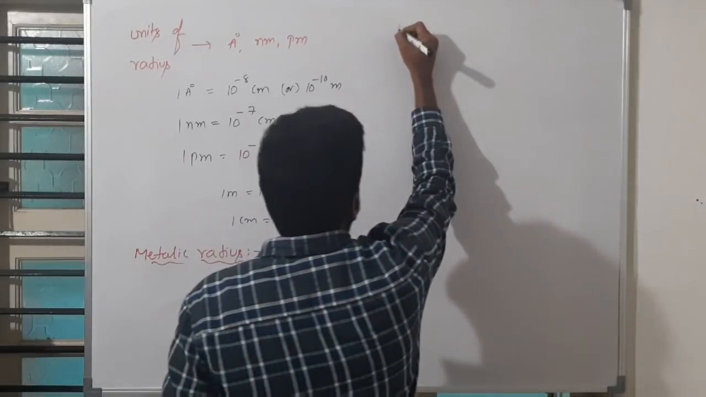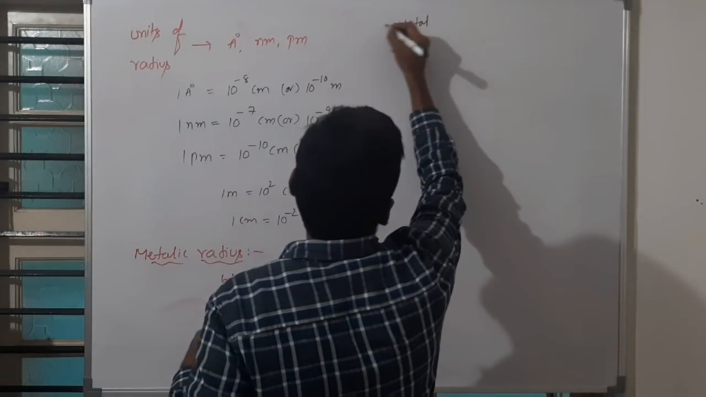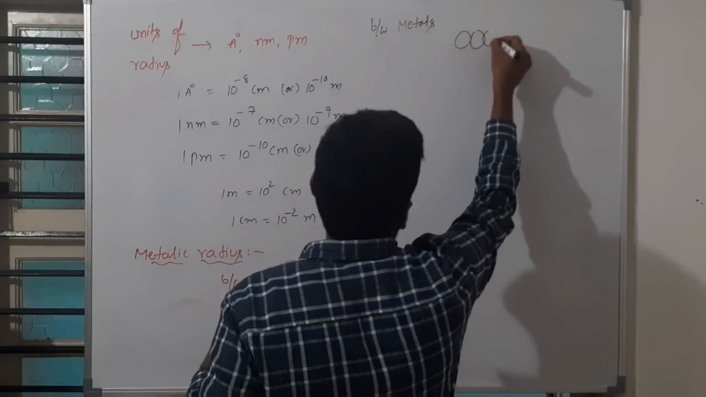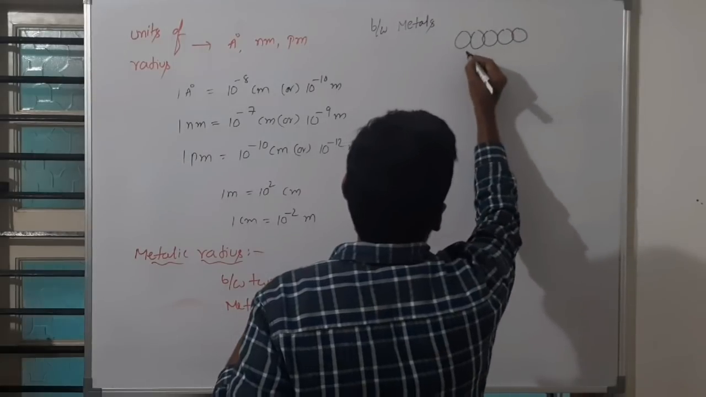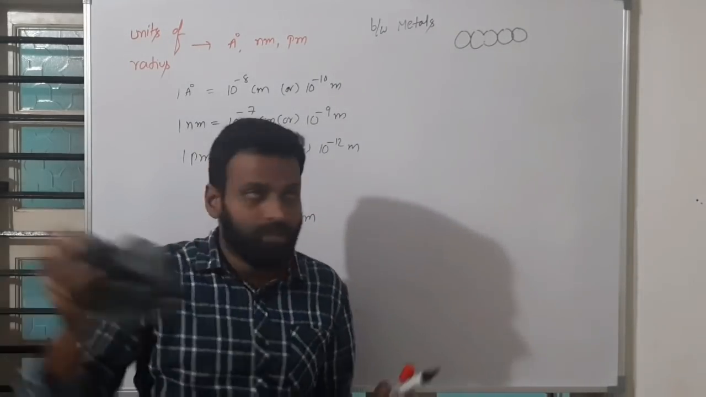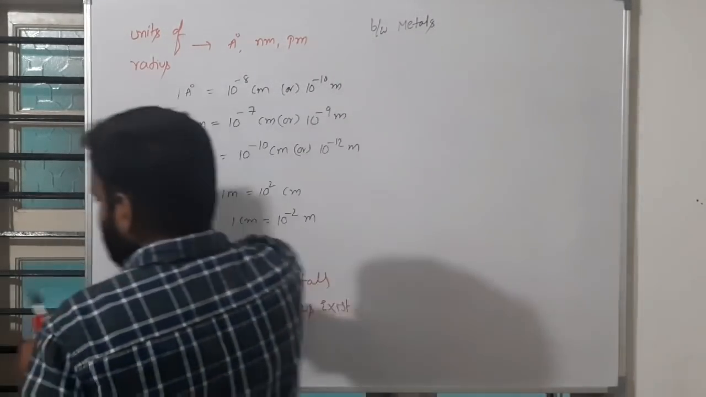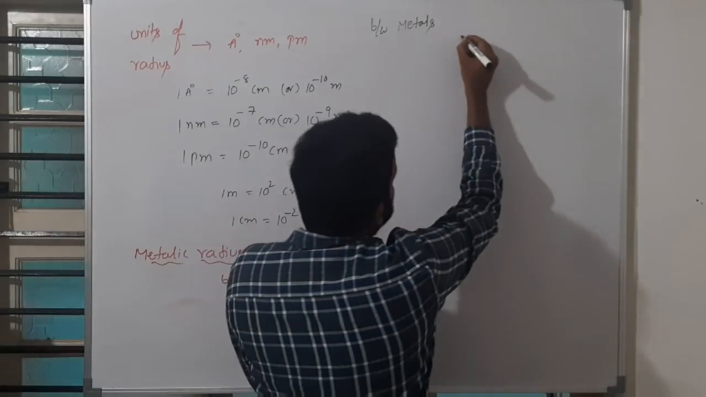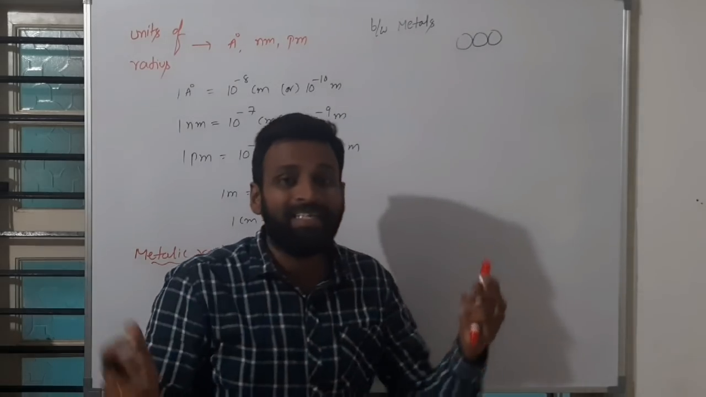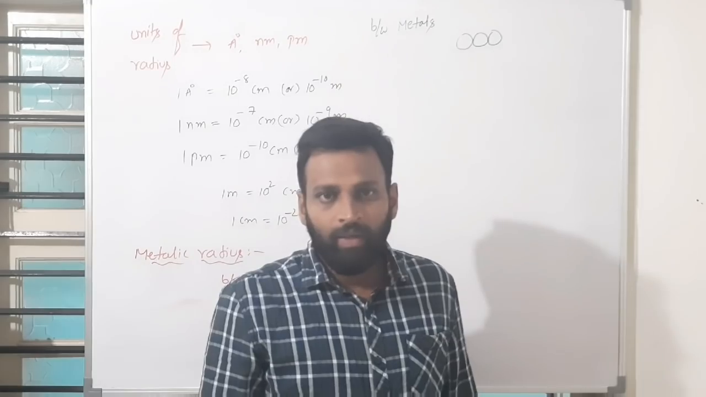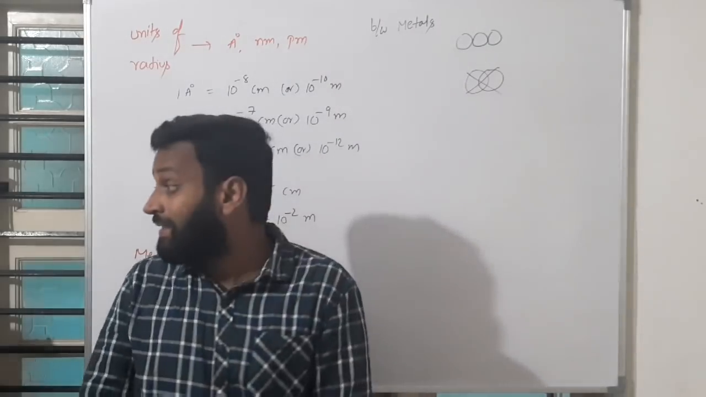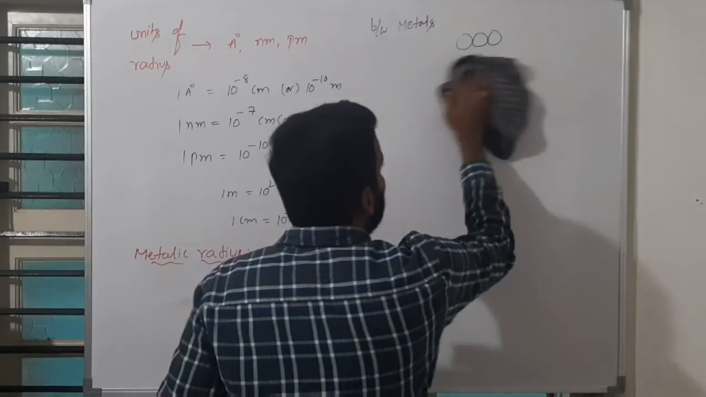What is metallic radius? Between two metals, actually metals are solids, they exist like this. Not one into the other, just one beside the other. Get it? So I'll write like this. How do metals exist? See, like this metals exist. Metals are closely packed. So metals won't exist like this. This is wrong. Metals exist just one adjacent to the other.